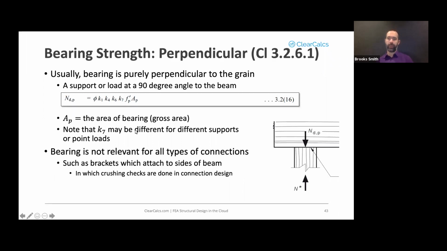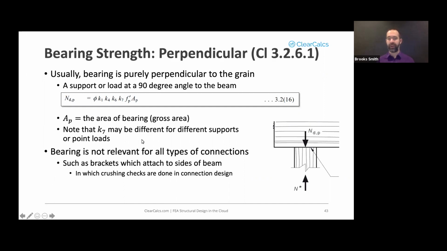The only note I'll make with that is that your K7 factor may be different for different supports. So if you have one support that's at the end of your beam, then that K7 is going to be 1.0. If you have a support in the middle, then that may have a different K7 value. That may have a 1.15 K7 factor, for example, for your interior member. So just be conscious of which bearing location you're checking as to what your K7 value may be.